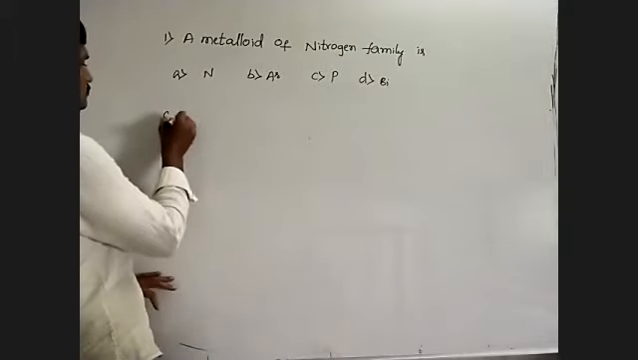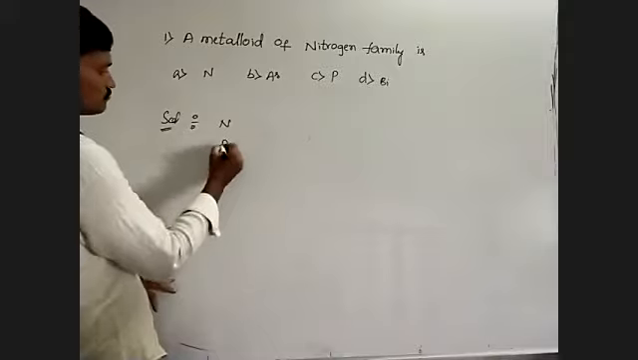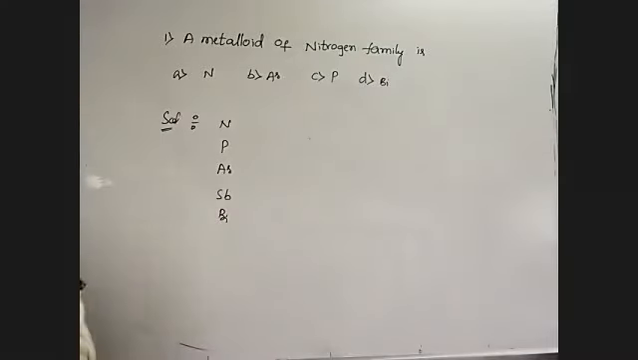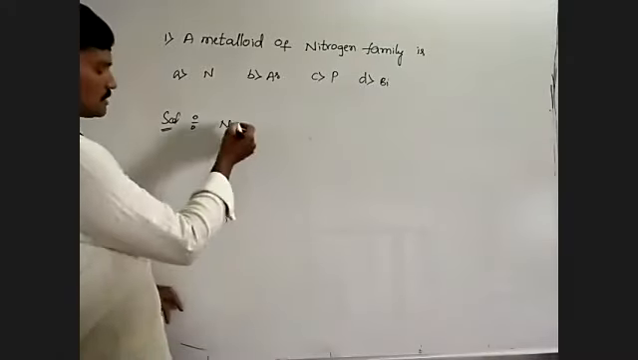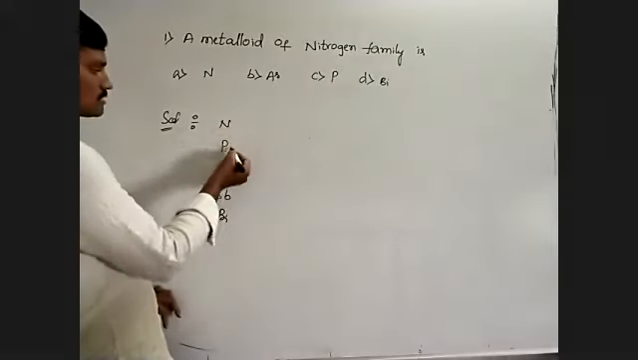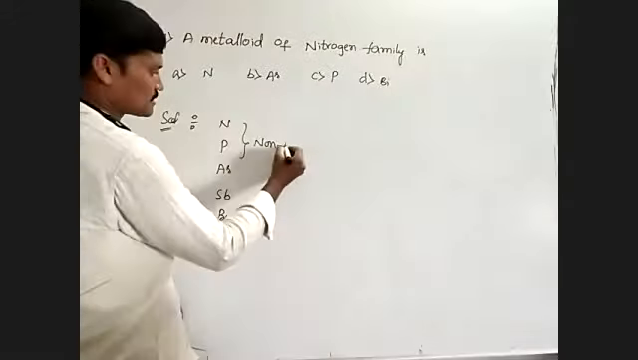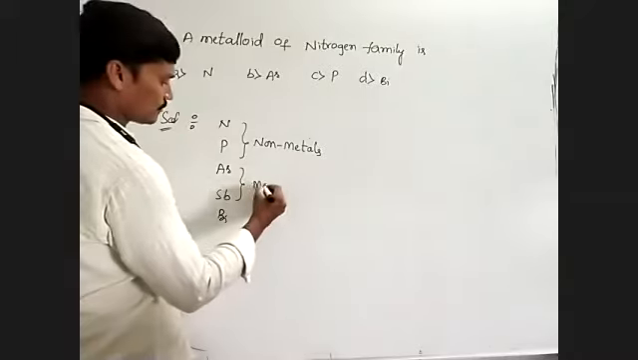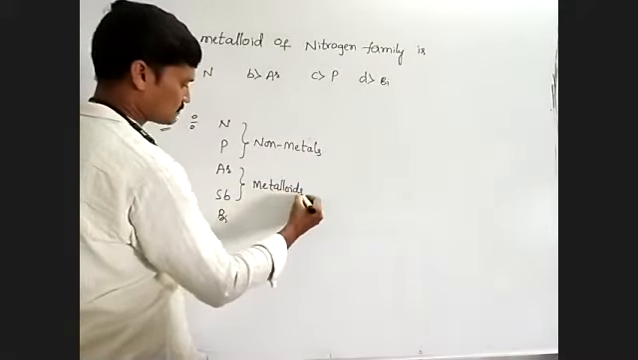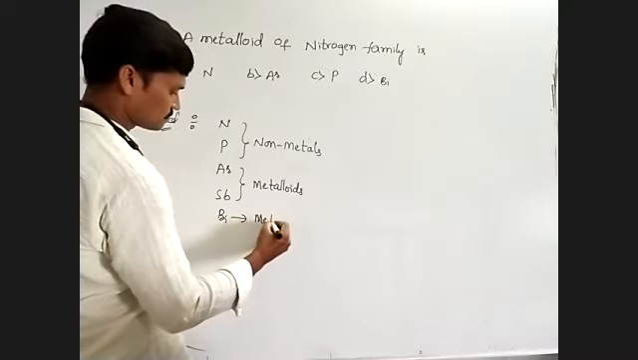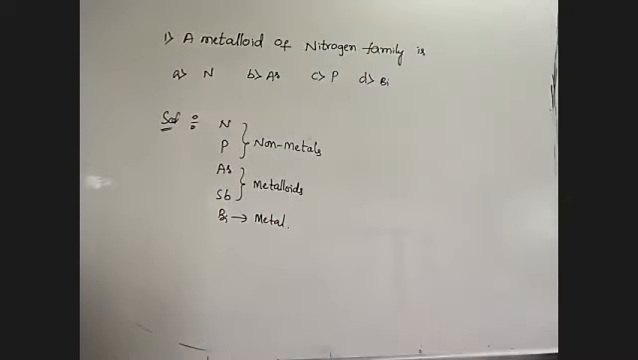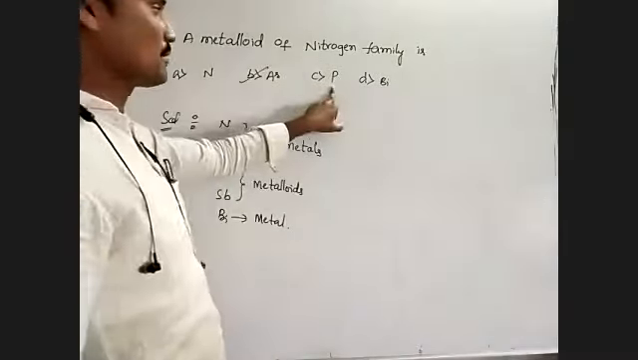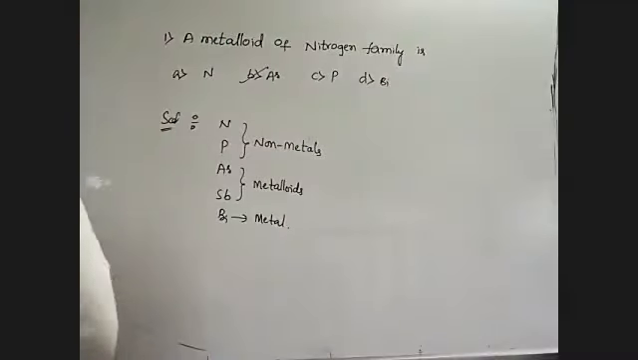Generally, nitrogen, phosphorus, arsenic, antimony, bismuth. There are 5 elements present in nitrogen family. Among these, nitrogen and phosphorus both are non-metals. Arsenic and antimony both are metalloids. Bismuth is a metal. So nitrogen is a non-metal, arsenic is a metalloid, phosphorus is also a non-metal, bismuth is a metal. So option B is the correct one.